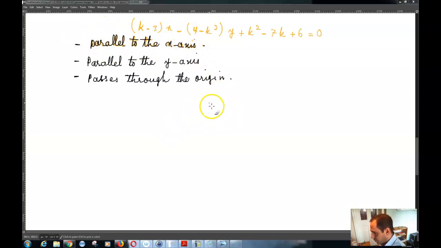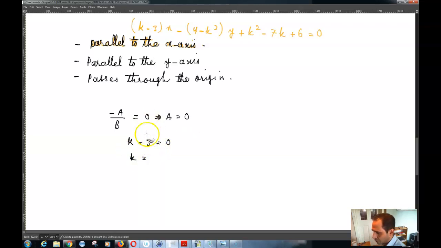So we said that if the line is parallel to the x-axis, it has the same slope as the x-axis, which is 0. That means that negative a by b, the slope of the x-axis, has to be equal to 0. And so that means that a is equal to 0. Now, if a is equal to 0, that means that k minus 3 is equal to 0, and that means that k is equal to 3. If k is equal to 3, then this line is going to be parallel to the x-axis.